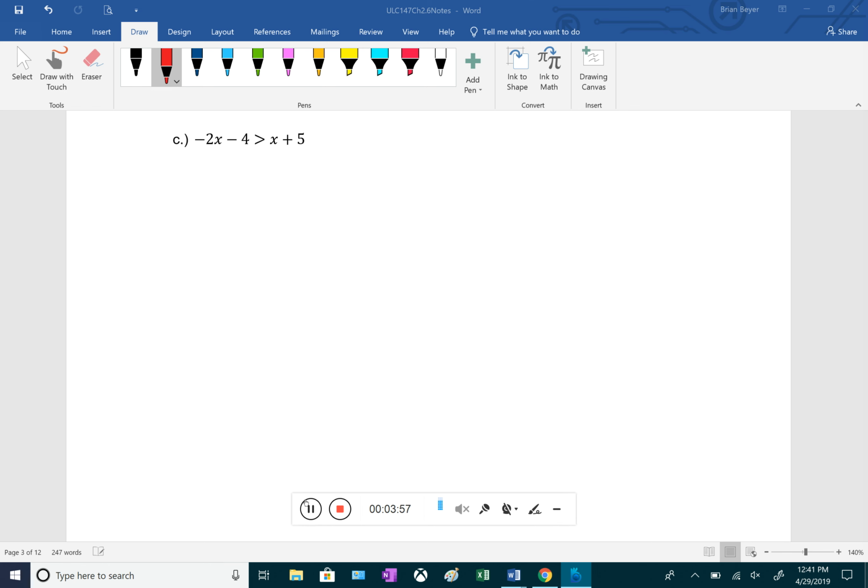We have negative 2x minus 4 greater than x plus 5. Let's say we decide to get the variables on the left. So we have to subtract x on both sides. And we get negative 2x minus x is negative 3x, minus 4, greater than 5. And then we would have to get the constants on the right. So we'd have to add 4 to both sides. We'd get negative 3x is greater than 9.